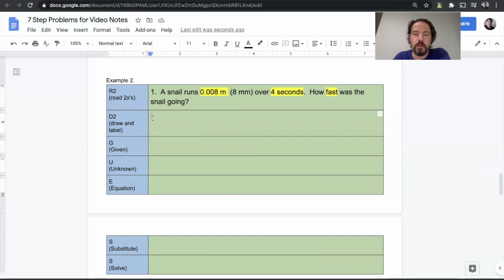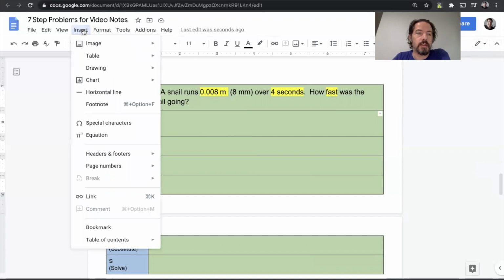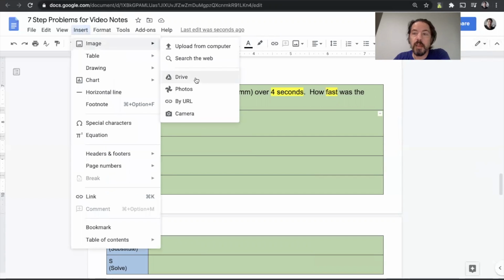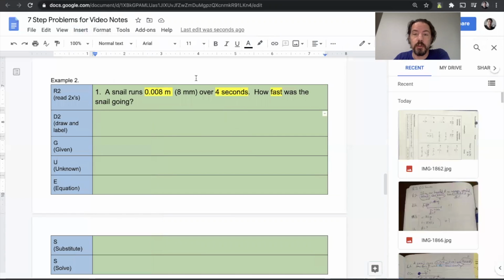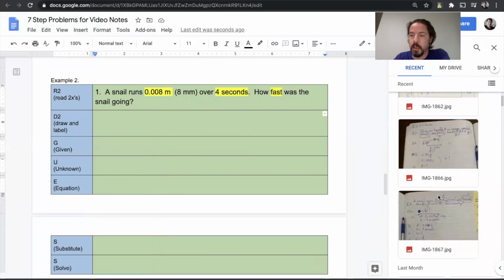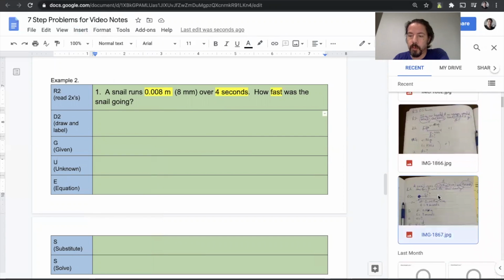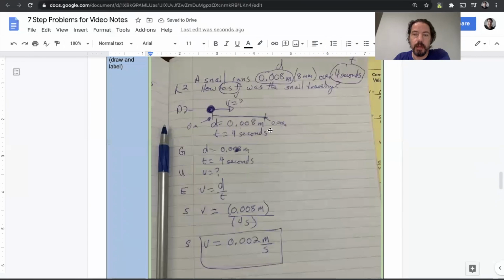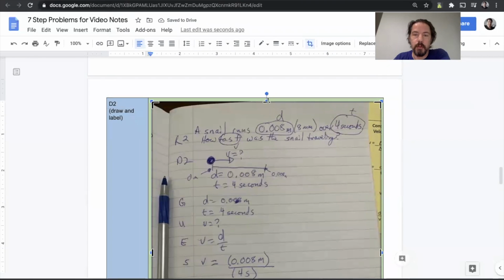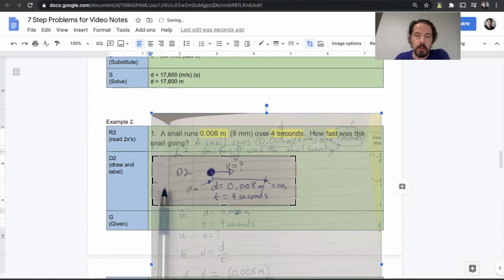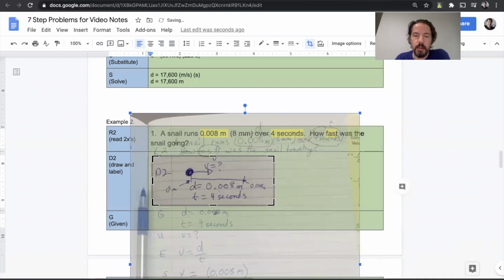Okay, so now I'm going to draw. I drew it on paper. I told the story. That's what I would do first, is start with the story. Let me go to insert image. This one is in my drive, so I'm going to click on drive instead of my desktop. And we're looking for the snail problem. There's my snail problem. I've actually worked the whole thing on paper, but I'm just going to show you my drawing. I'm going to resize it for what I need.